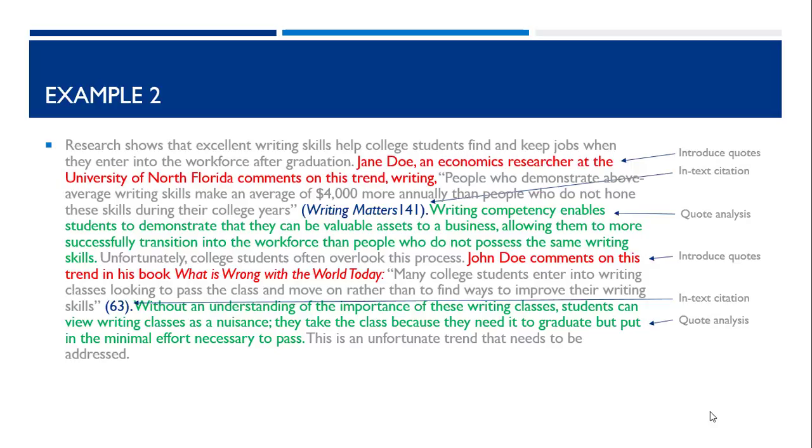Now I'm going to stop briefly just to comment on the introduction. There are several ways to introduce a quote. And here I've used two different styles. If you look down, John Doe comments on this trend in his book, What is Wrong with the World Today, is another way to introduce a quote. But there are many, many dozens, if not hundreds of ways to introduce a quote naturally into your sentence. So don't just pull these examples out and use them exclusively, but see if you can figure out your own ingenious ways to introduce quotes.